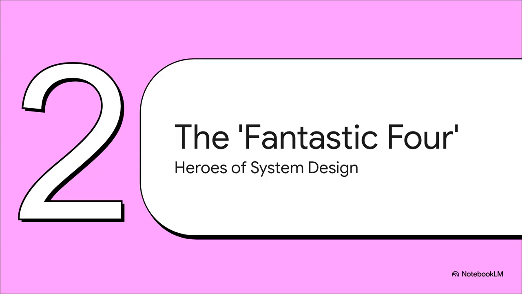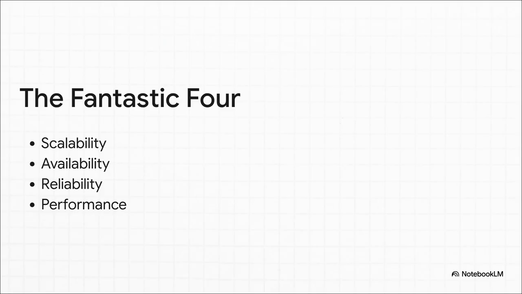And that brings us to the heroes of our story. These are not just buzzwords you hear thrown around. They are the 4 most critical components for building successful software systems. These are the principles that guide every single decision when you're building for massive scale. And here they are: scalability, availability, reliability, and performance.